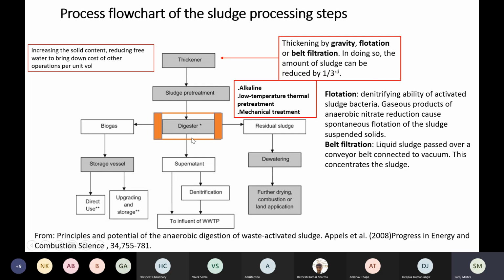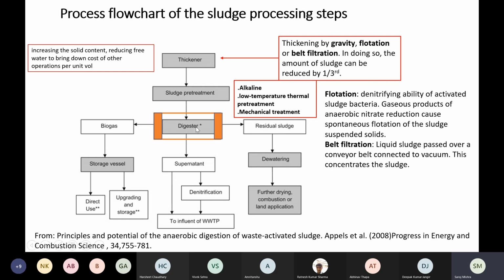Now in the digester, of course, there is sludge, there is gas, and there is also a liquid component which is left behind. This liquid component can go back to the influent of the wastewater treatment plant, or it can be subjected to denitrification. By denitrification, what we mean is that some of the nitrates and other things which are left behind are going to be reduced, and nitrogen is going to be released, and that can be returned back to the atmosphere. So this is the overall process.